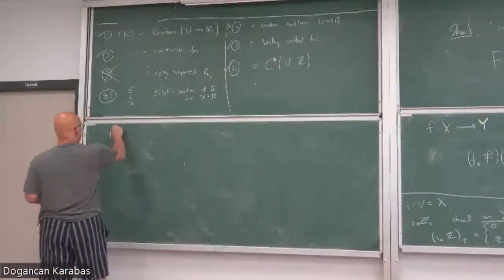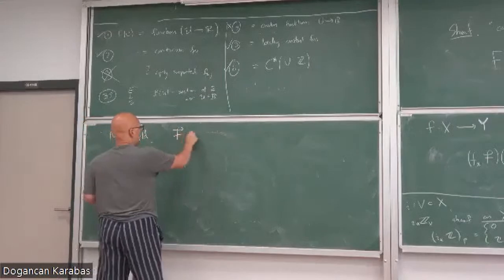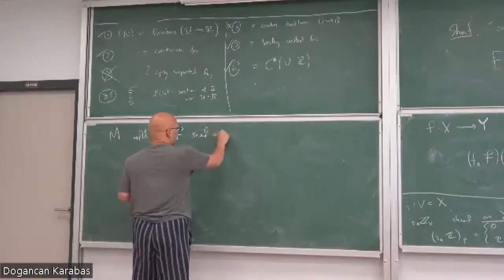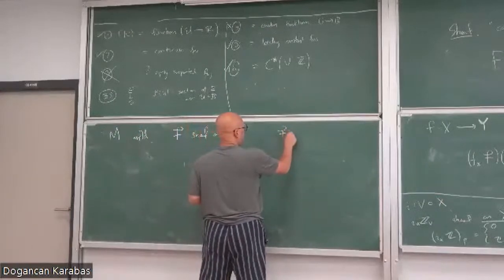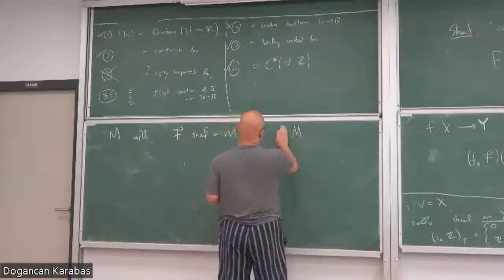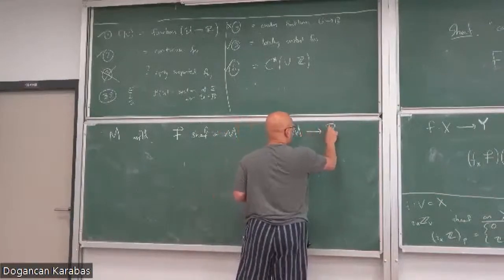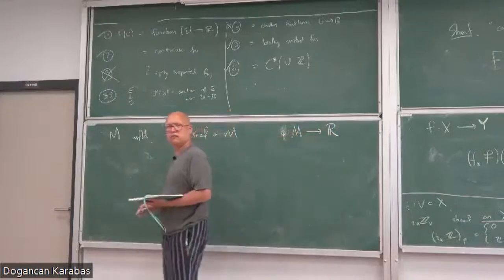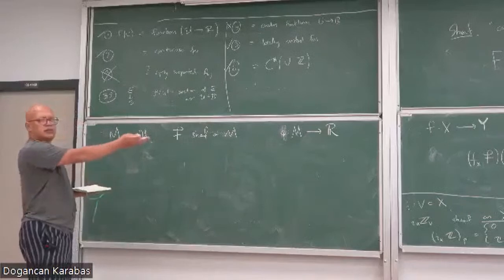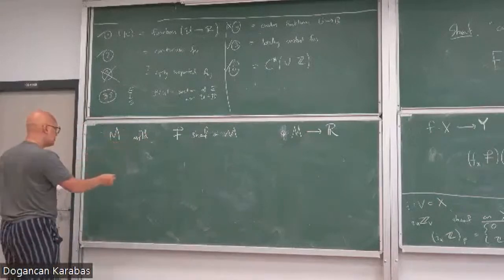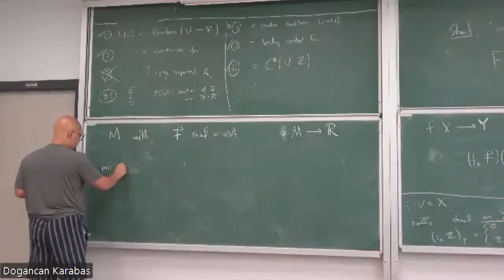So I need a manifold M, F a sheaf on M, and phi from M to R, a smooth function. Okay, this is the data. And now I'm going to define something which is a bit similar to a stalk. It doesn't really have a name, but I'm going to call it the microstalk.